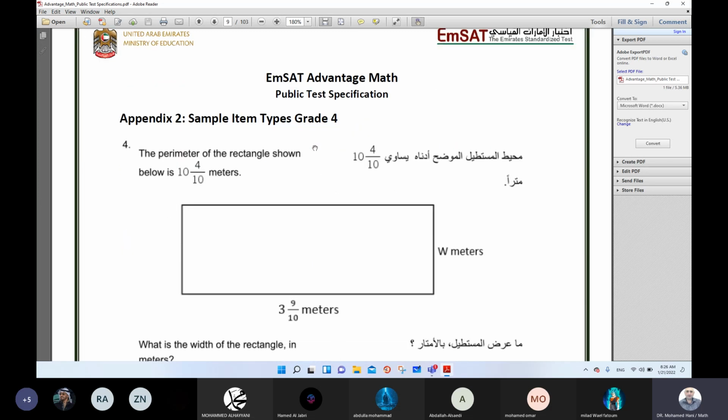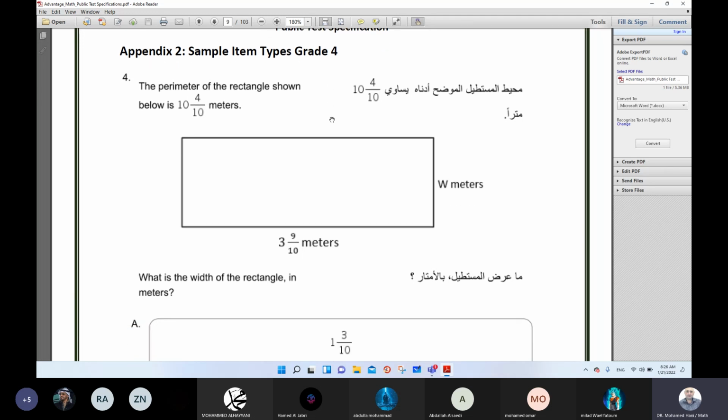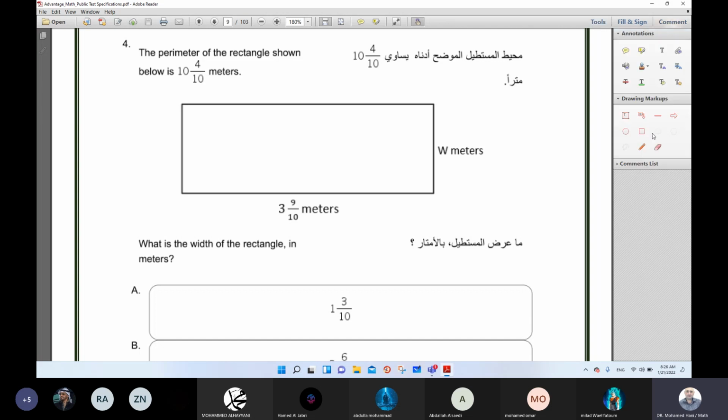We have this example. I want from all to read this example, then try please to find the answers. Muhammad, in the second question here, you have x over y equal 8.